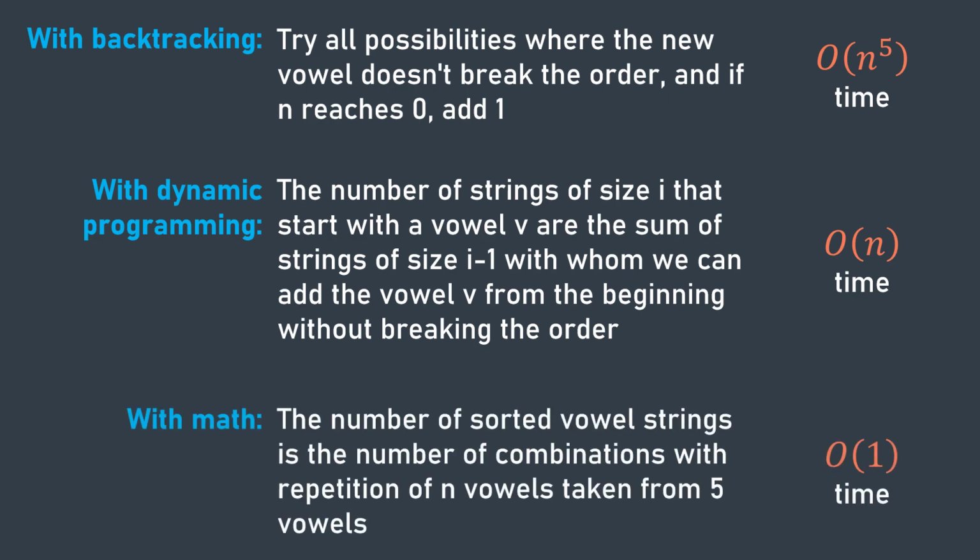The third one would be the number of sorted vowel strings is the number of combinations with repetition of n vowels taken from 5 vowels. I know that this lecture was a little bit difficult, but I hope that you understood the logic behind the 3 solutions. Ask me in comments if you didn't.